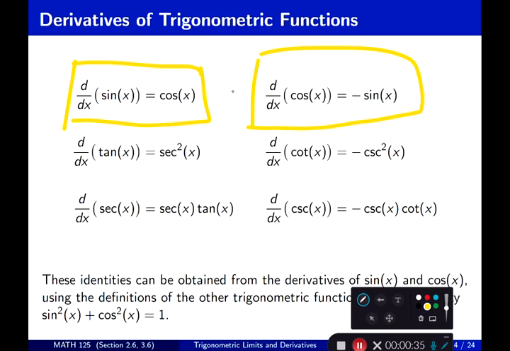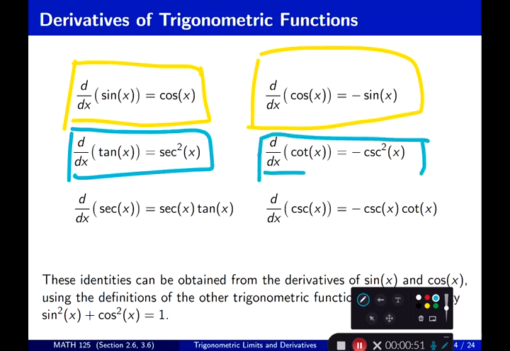Now, using these two, and a quotient rule, we can prove derivative of tangent of x is equal to secant squared x, and derivative of cotangent of x is equal to negative cosecant squared x. So this is using 1, 2, and quotient.